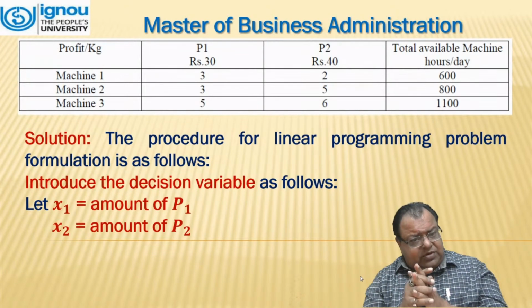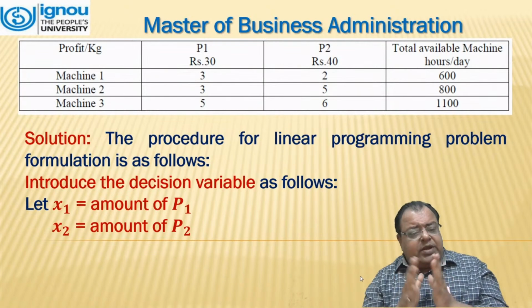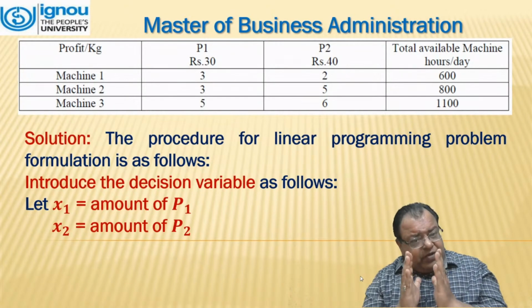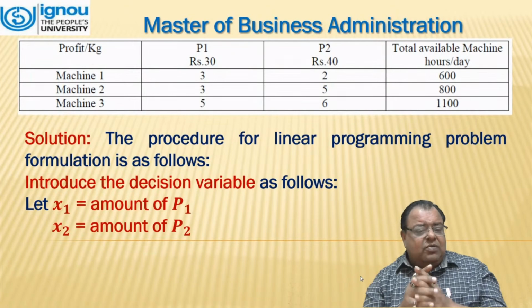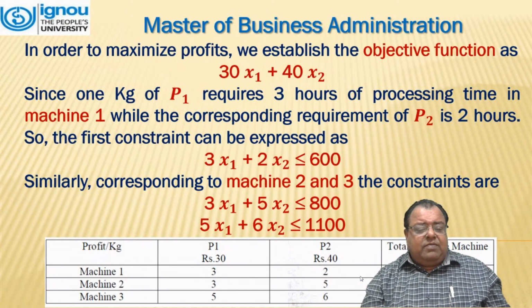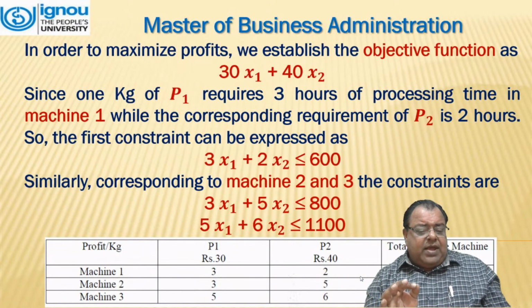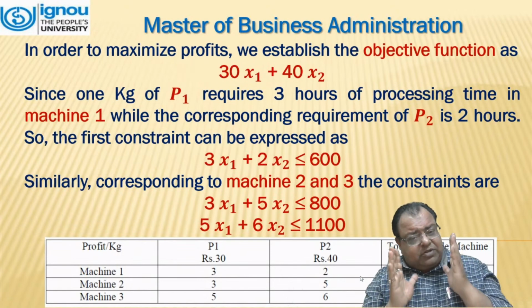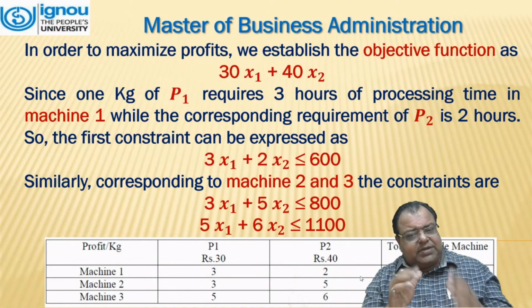Three machines are being used for making a product. Suppose we introduce the decision making variables x1 be the amount of P1 and x2 be the amount of P2. Now what we will be doing? We have to maximize the profit. In order to maximize the profit, we are going to multiply 30 by x1 plus 40 x2. This is our objective function because this is what we are supposed to maximize.